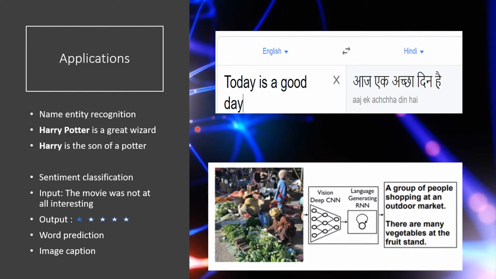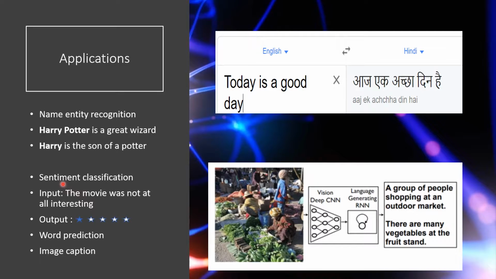Let's see a few more applications. Named entity recognition. In this, the machine is supposed to identify the name in a sentence. Consider the sentence, Harry Potter is a great wizard. Here, Harry Potter is identified as the name. Consider this sentence also. Harry is the son of a potter. Here, only Harry will be identified as a name, since in the context, potter here means the profession.